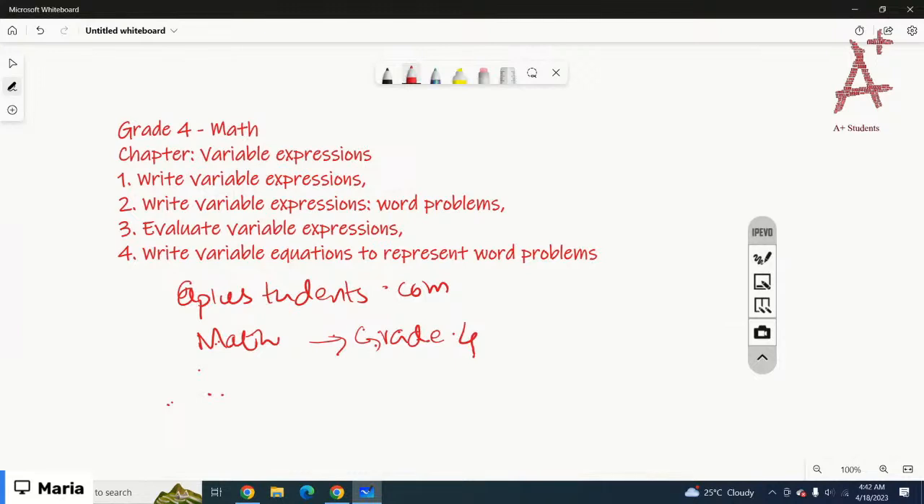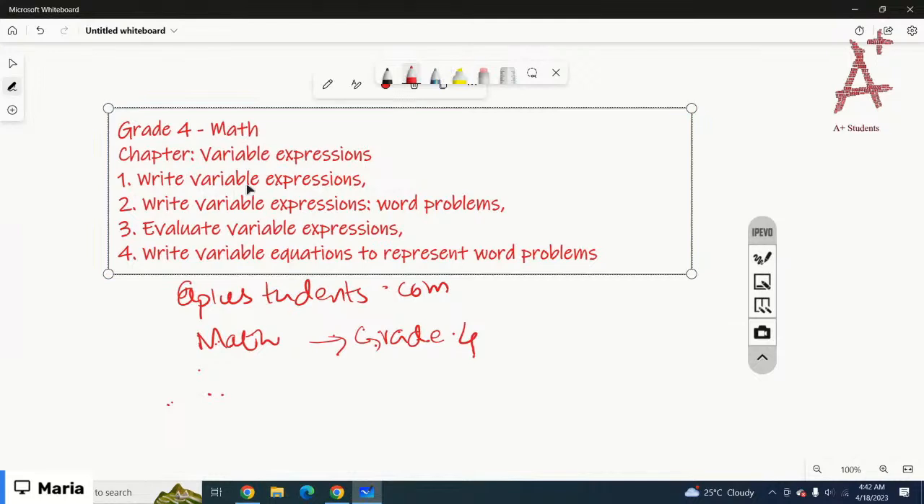We're going to start with the chapter variable expressions, and the lessons we're going to cover today are write variable expressions, write variable expressions word problems, evaluate variable expressions, and write variable equations to represent word problems. So let's just start with the first lesson, write variable expressions.